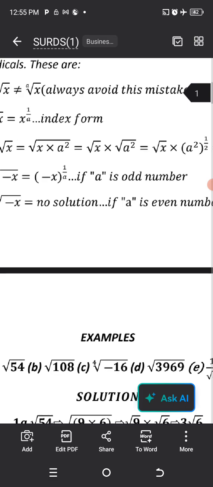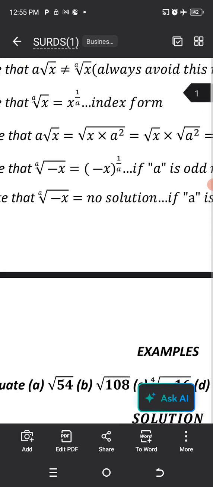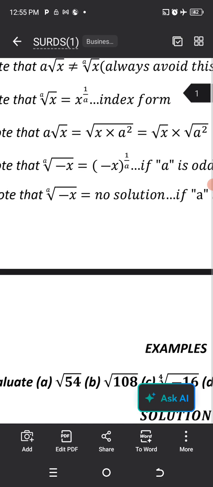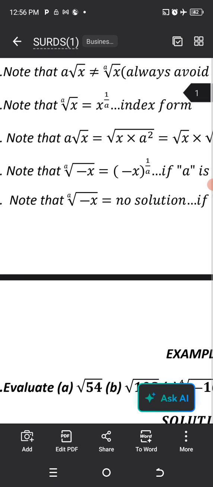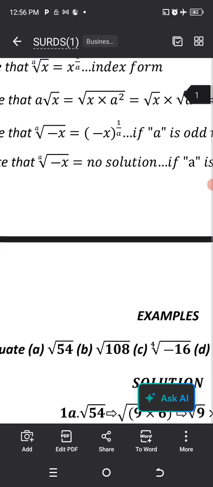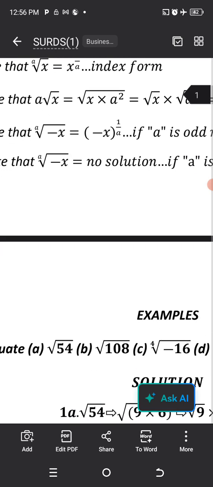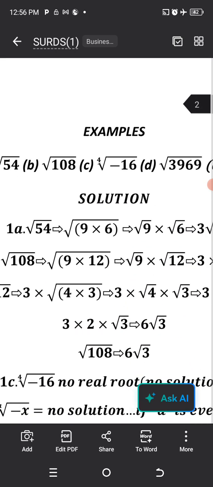Let me just zoom in so that you can have a better view of it. So you see, when your a is odd, when you have this expression, it will be odd. There will definitely be a solution. It now depends on what the value inside is taking. Are you with me now? But if a is an even number, don't bother to stress yourself when what is inside that root symbol is negative. There will never be a solution if a is an even number.